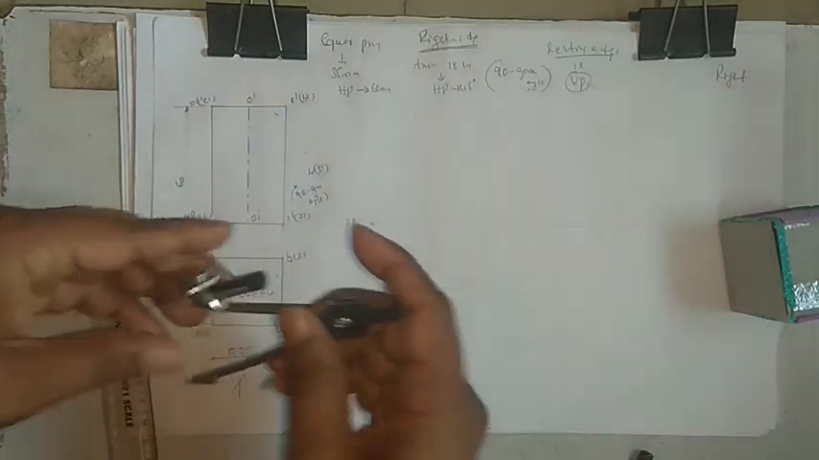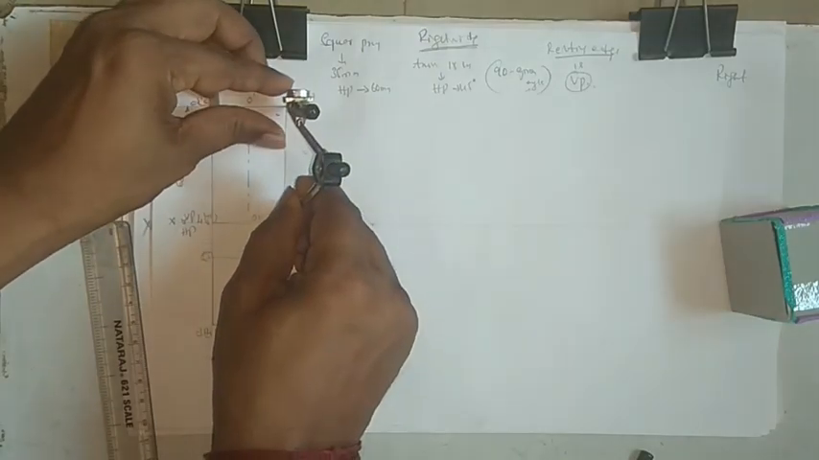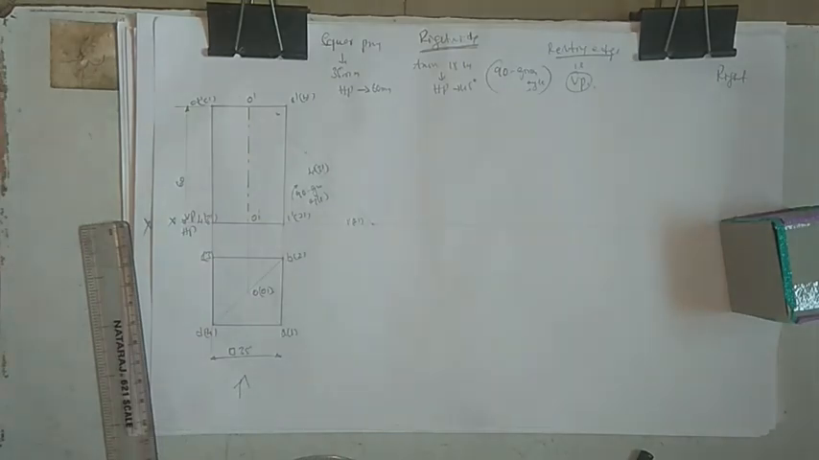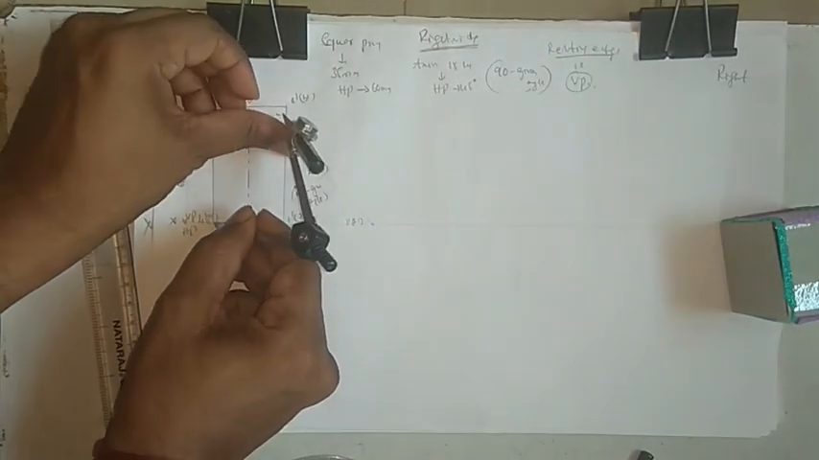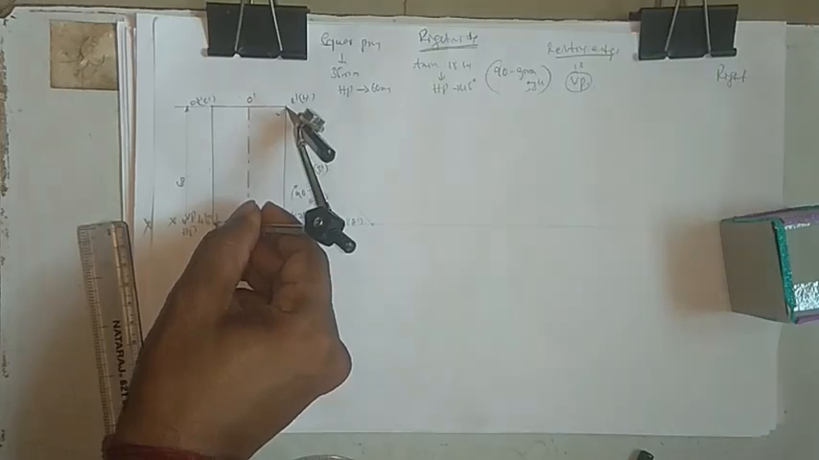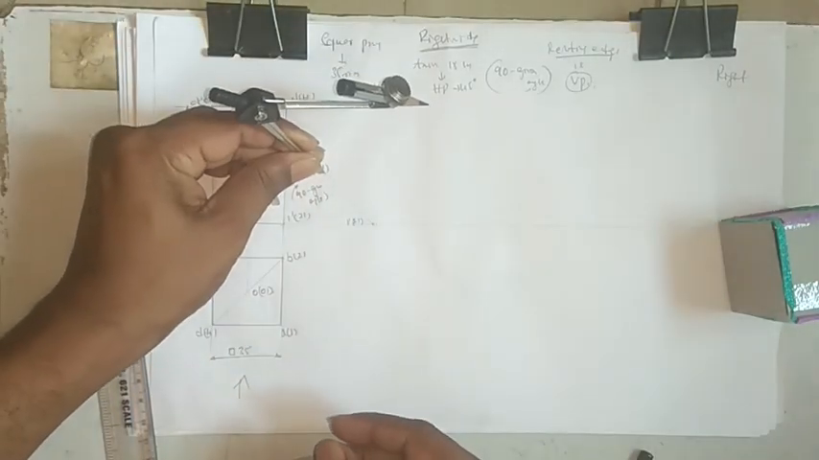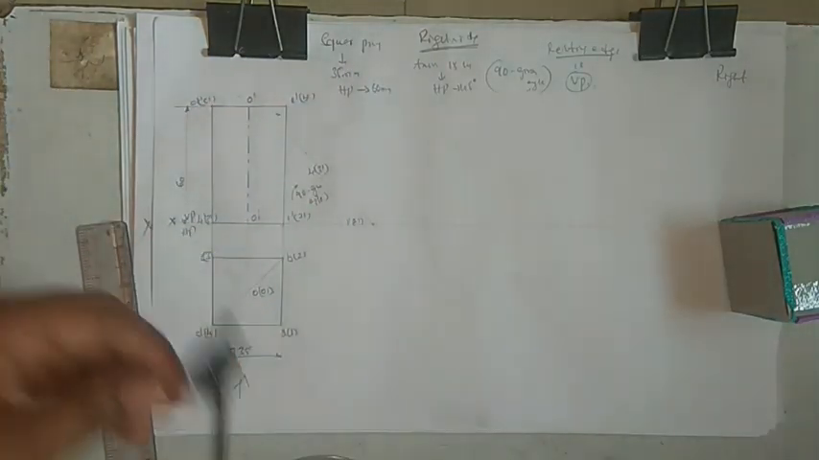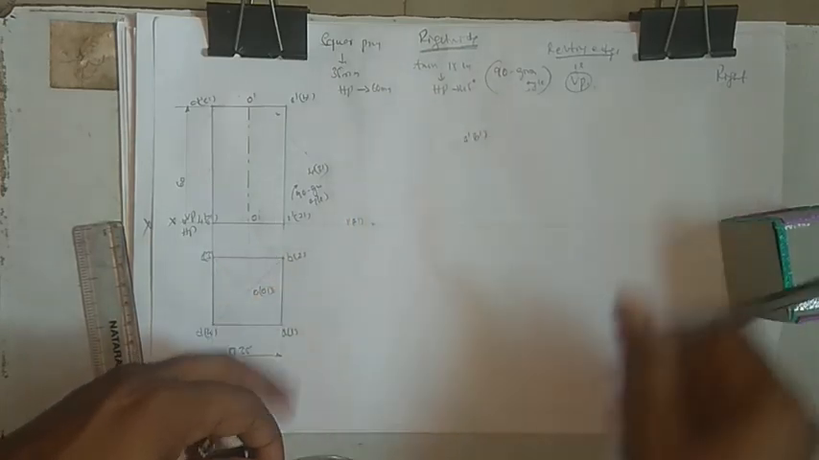So what we can do is, from 1 dash 2 dash, we'll take A dash B dash. We'll cut one arc here, and from here we'll take the diagonal length like this. We'll take the diagonal length from 4 dash 3 dash and cut one arc. Okay, so now we got this as A dash, in the bracket B dash.